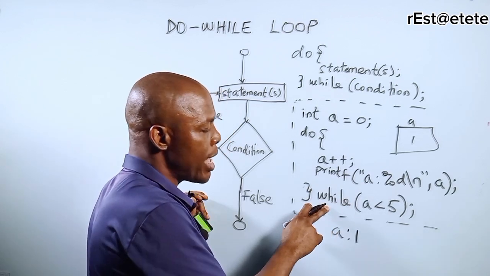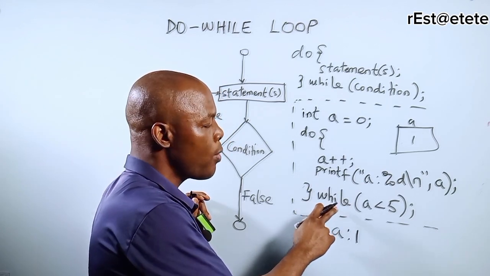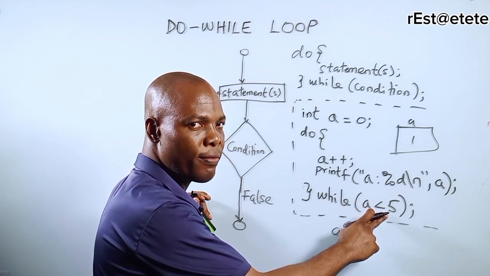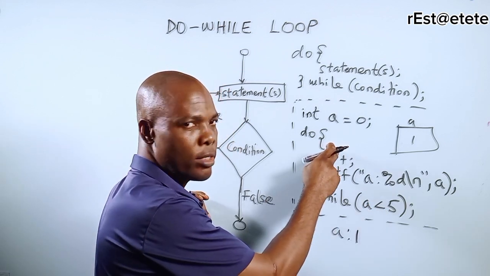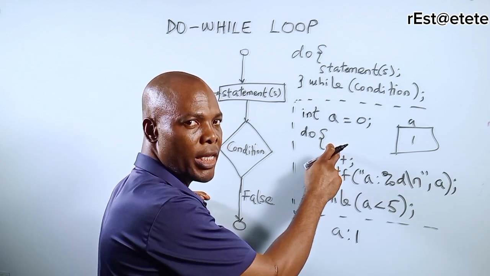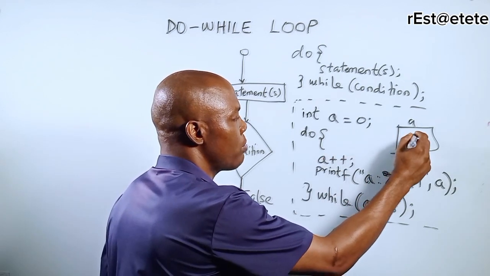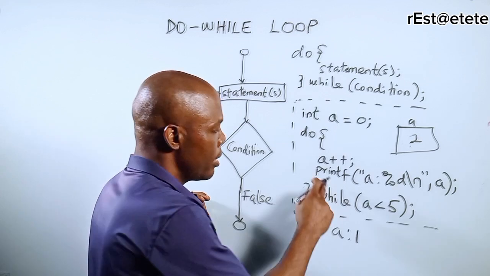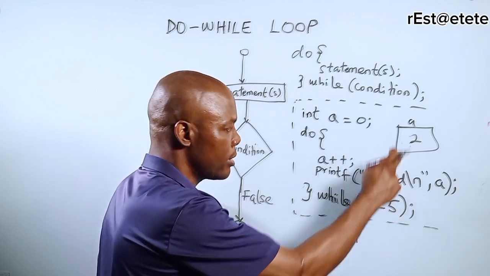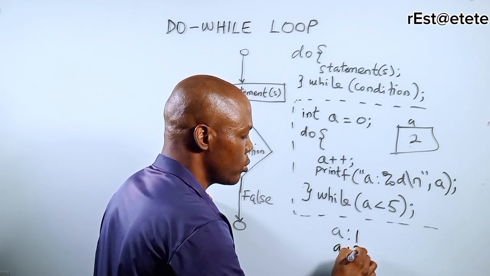Then it will come out and check the condition. While A less than 5, yes, A is 1, 1 is less than 5. It will go back to inside this do, and it will increment A to 2. So this place will become 2. Then it will come to this next one, print out A colon, then this. So it will print out A colon 2.